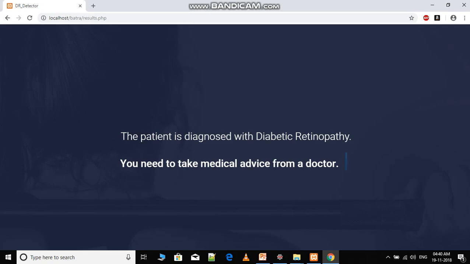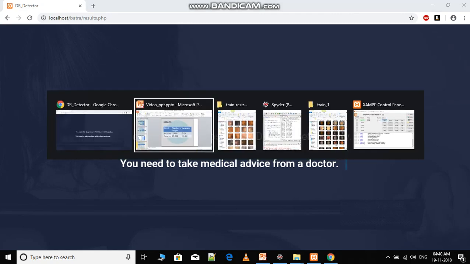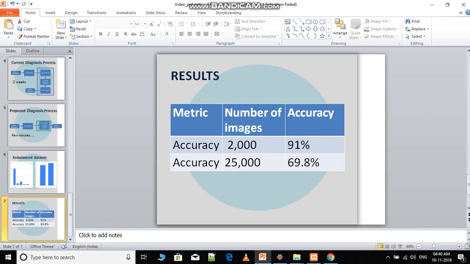Now let's see how reliable our system is. Our system predicts the results with an accuracy of 91% when trained on around 2000 images. This accuracy is decent when compared with the accuracies of already existing systems.